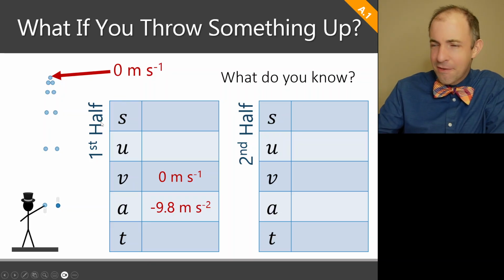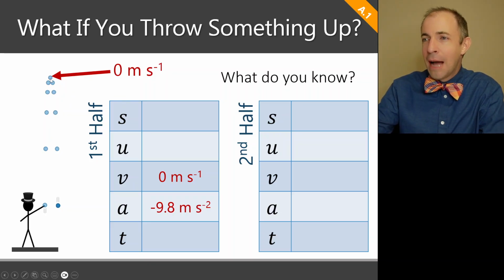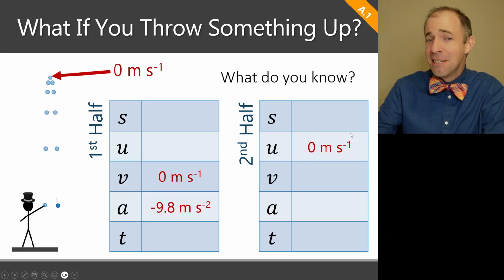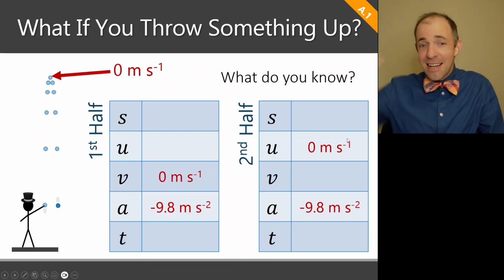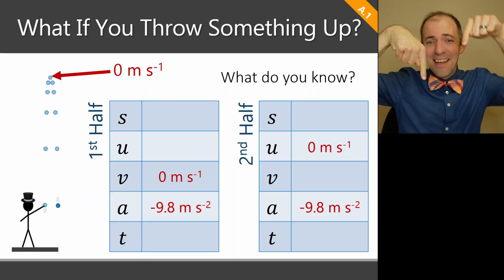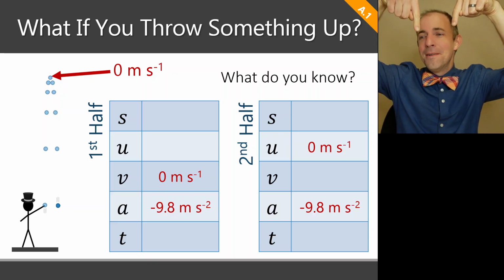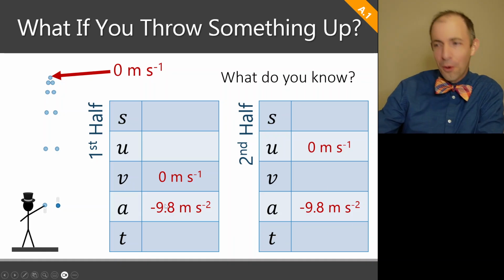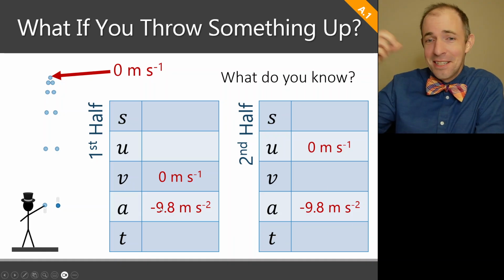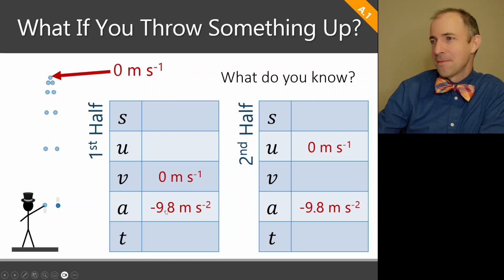If I look at the second half of the problem, now we are moving down. I'm starting at 0, so now my initial velocity would be 0. And my acceleration is still a negative 9.8. Now I have a negative velocity and a negative acceleration. They are in the same direction, and it causes it to speed up. So that is important that acceleration is negative the entire time in both of these cases.